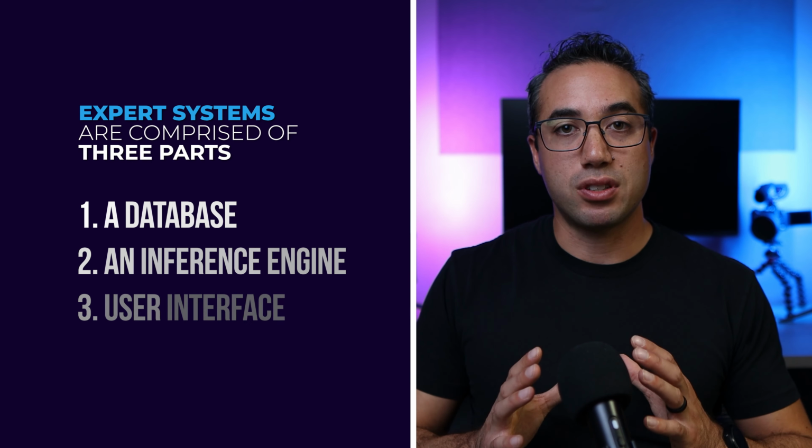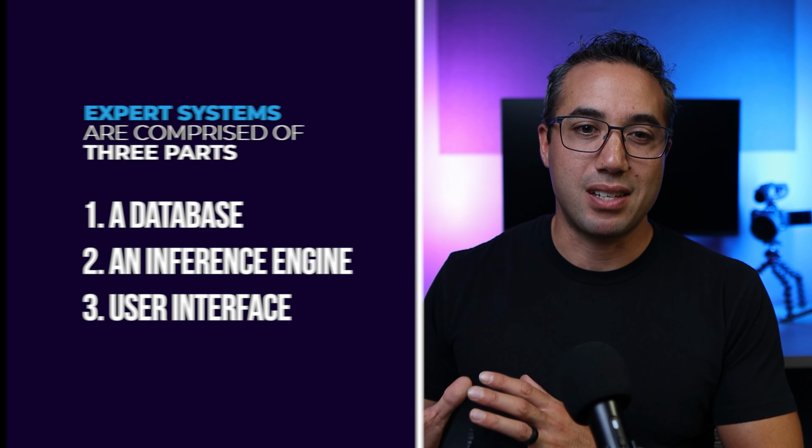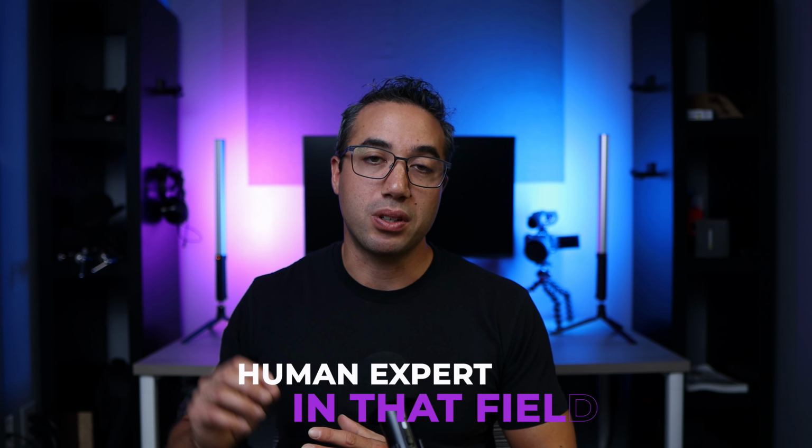Now, within this category is where we have expert systems. Expert systems are comprised of 3 parts: a database, an inference engine, and a user interface. And the goal of an expert system is to provide domain-specific knowledge to the end user by mimicking the decision-making ability of a human expert in that field. Essentially, with expert systems, we're keeping the human in the loop.